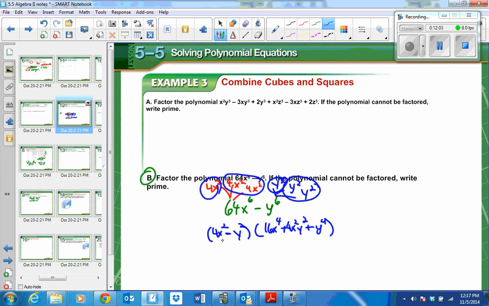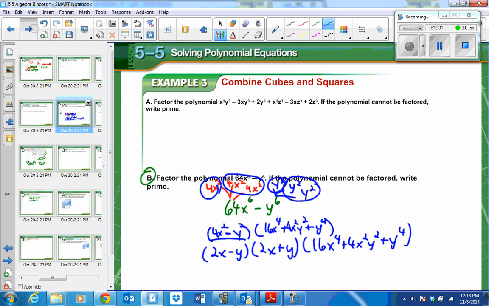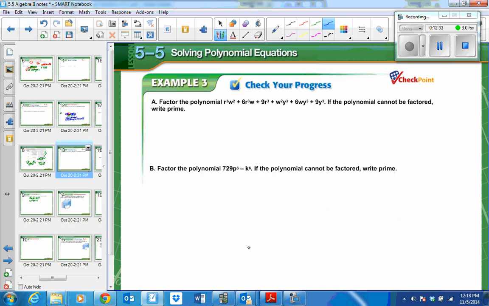Now this is a great example of one where we now have a difference of perfect squares. So this we can break down. This is going to become 2x minus y times 2x plus y. And this term is going to stay exactly like it is. So factor, these are just check your progress.